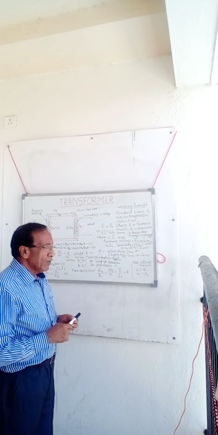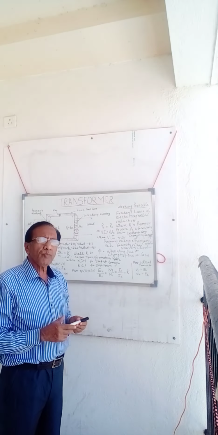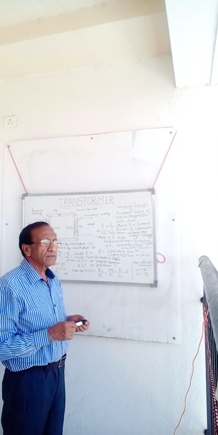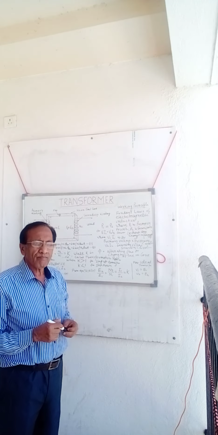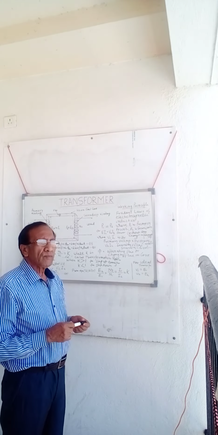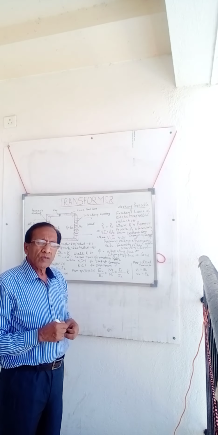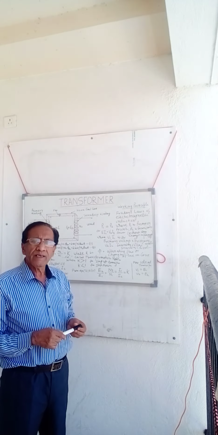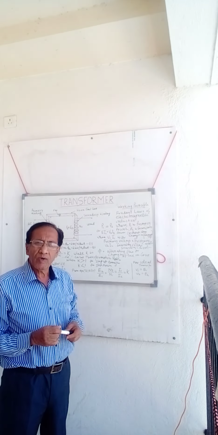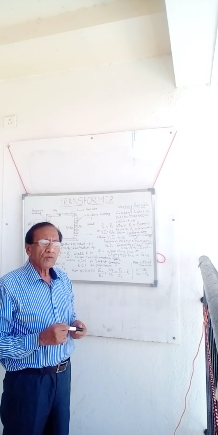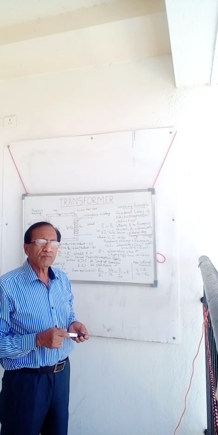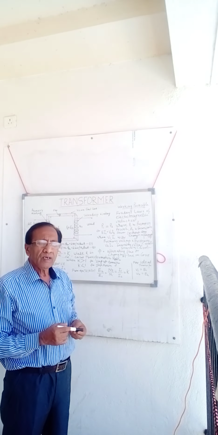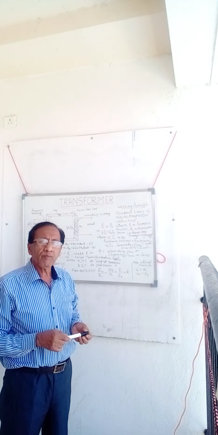Now, here we will discuss the two important basic parts of the transformer, that is core and winding. We are using silicon steel core in the transformer because silicon steel material has a large property. It improves the magnetic property. It is also called soft magnetic material.